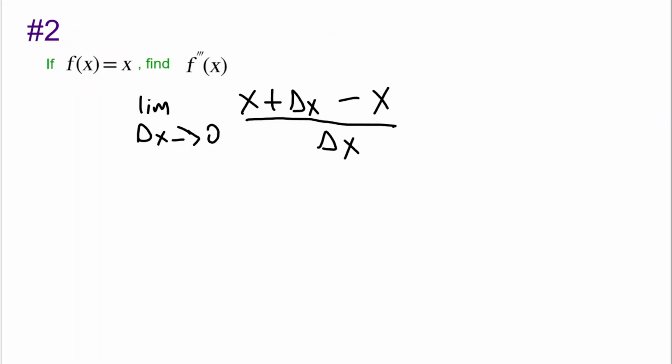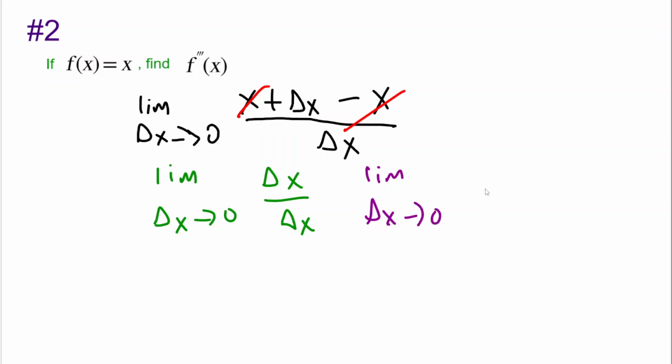Okay, these two cancel. We get the limit as delta x approaches 0 of delta x over delta x. That's just the limit as delta x approaches 0 of 1, which is just 1. Hopefully this makes sense, because the slope of y equals x, or f of x equals x, is 1. This is 1x, so in mx, m is 1. So this should make sense why we got 1.